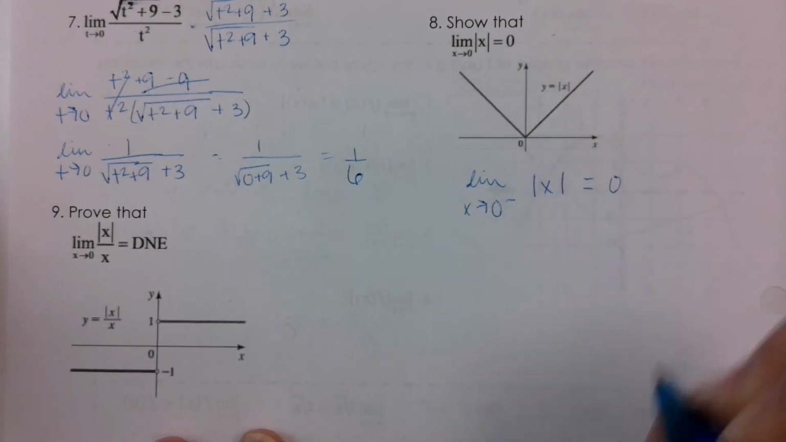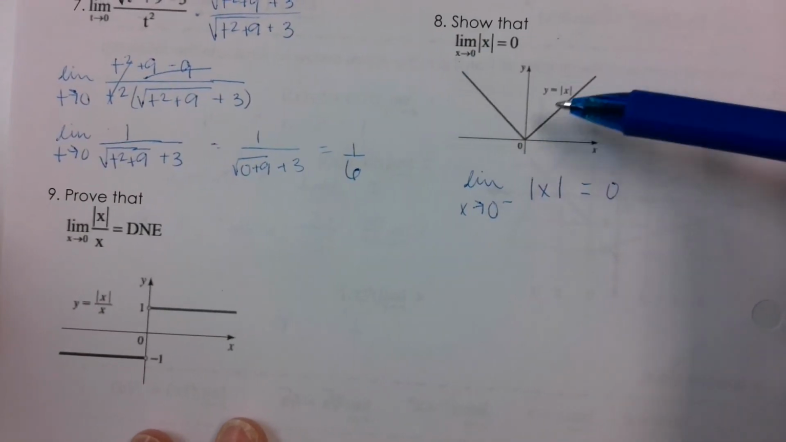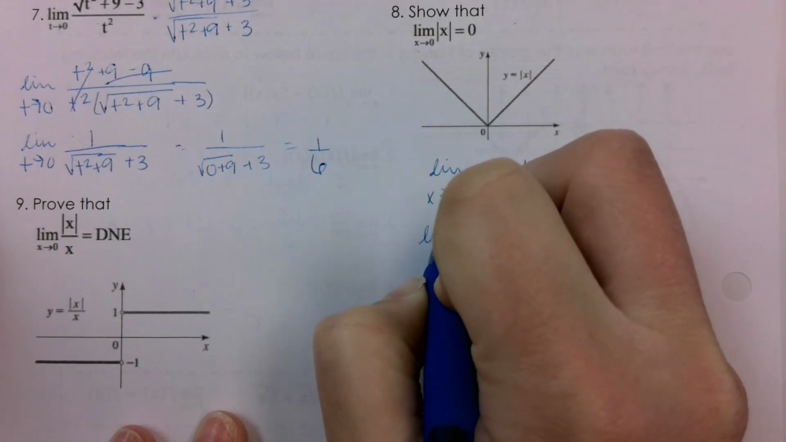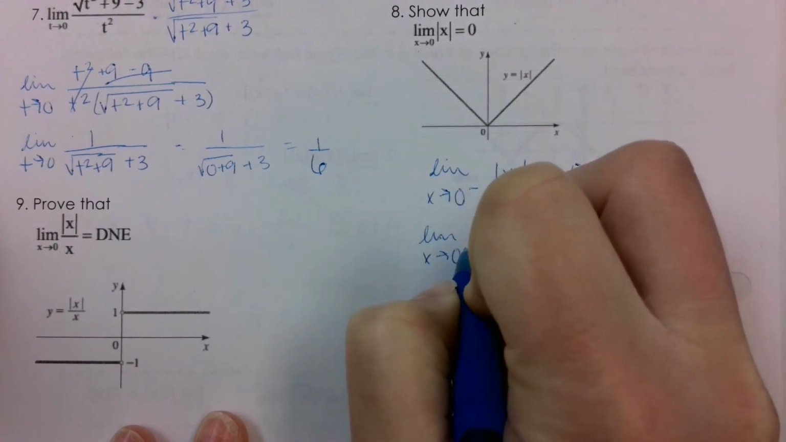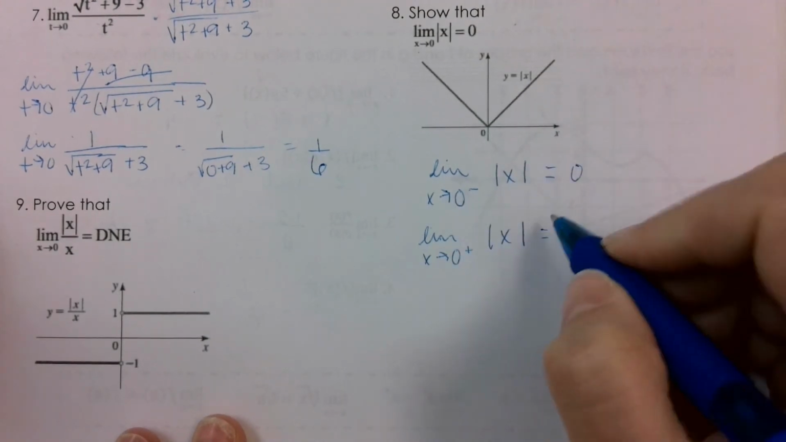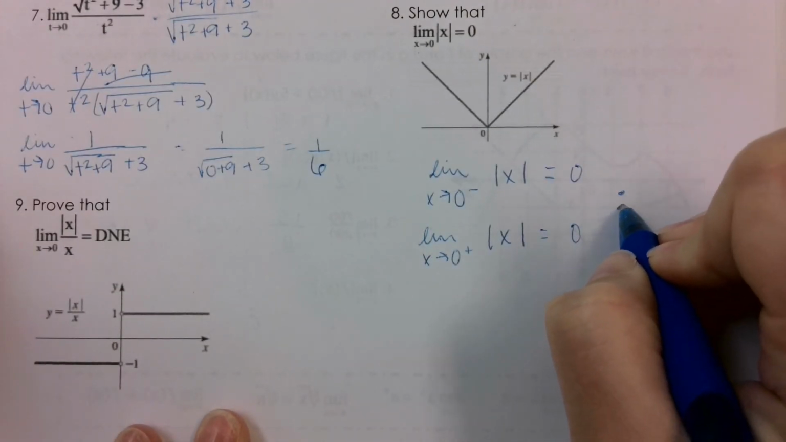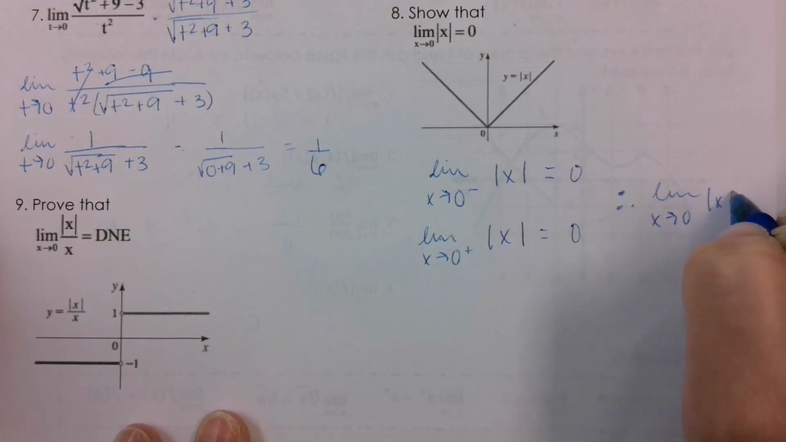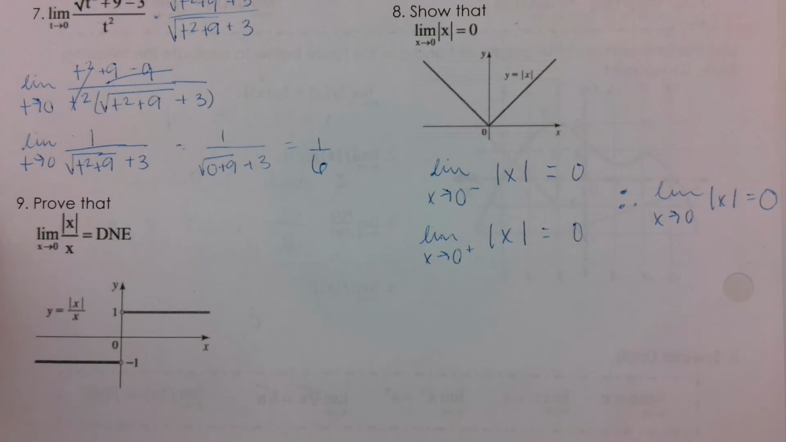0. Because that's the function that this is. So then we're going to say the limit as x approaches 0 from the right of the absolute value of x is what? Also 0. And so we can say therefore the limit as x approaches 0 of the absolute value of x is also 0. Questions on that?